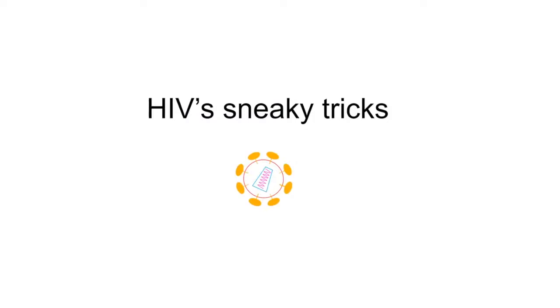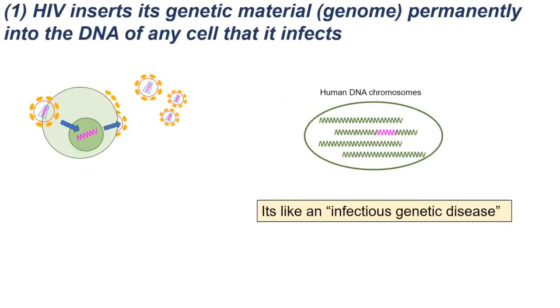You probably know this, but here's my take on what HIV's sneaky tricks are and why it's been so difficult both to make a vaccine against this virus and to cure people who are infected. The first thing is that HIV inserts its genetic material, we call it its genome, into any cell that it infects, and therefore it has the potential to become permanently a part of the DNA of that cell.